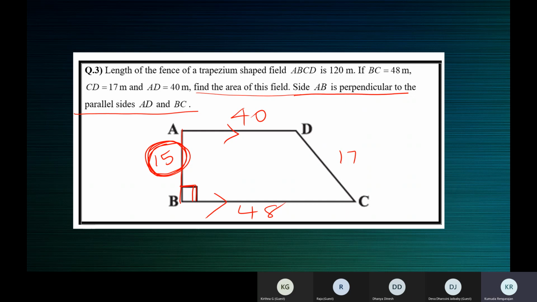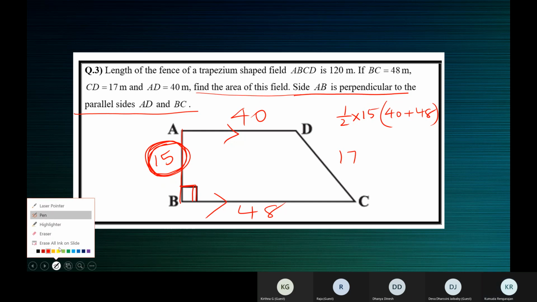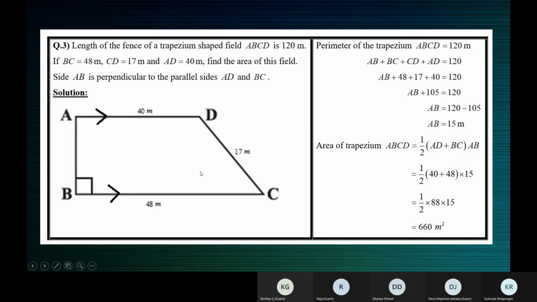So now how do we find the area of the trapezium, children? Half H into A plus B. Half into what's the value of H? Fifteen meters. Into A plus B, sum of the parallel sides. What are the parallel sides? 40 and 48. So this will give you the area of the trapezium shaped field. Please work this one.